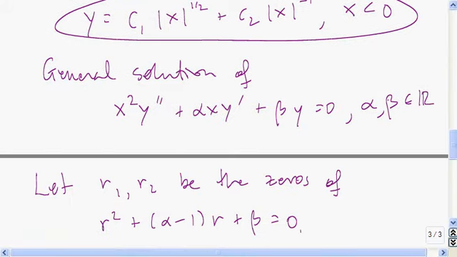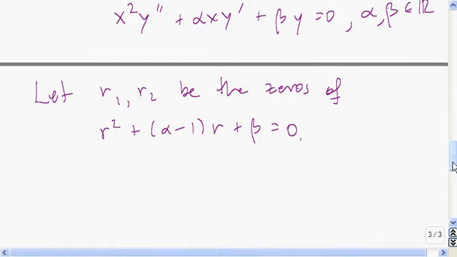Okay, so in the general case, if you plug your derivatives into the differential equation, then the quadratic you're going to end up with is r squared plus (alpha minus 1) times r plus beta equals 0. We're going to suppose that r1 and r2 are the two zeros of that. We're also going to suppose that we're just looking for the solution for x bigger than 0. Then, as above, if you want the solution for x less than 0, you just take each x and replace it with the absolute value of x. And I'll include that little tidbit down at the bottom.